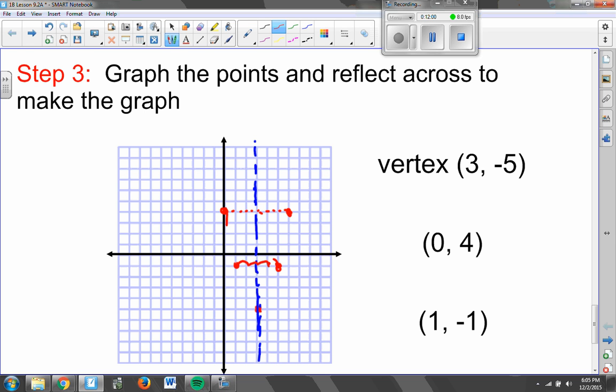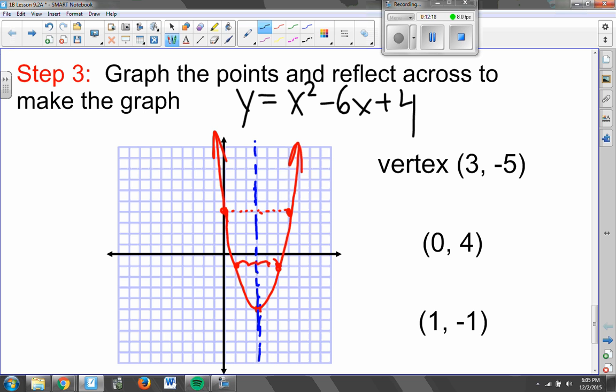So I will do that. And there you go. There is the graph of y equals x squared minus 6x plus 4. 3 steps. They should all be in your notes. Step 1, step 2, step 3, we make our graph by reflecting across after we plot those points. Okay?